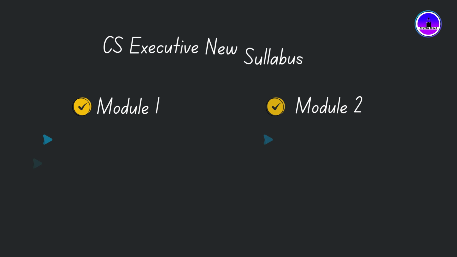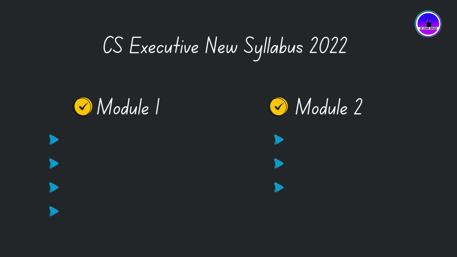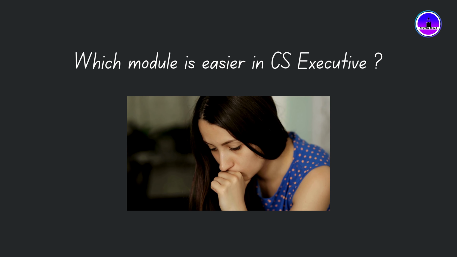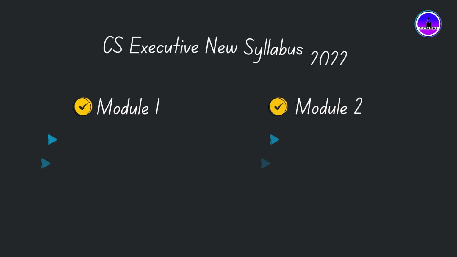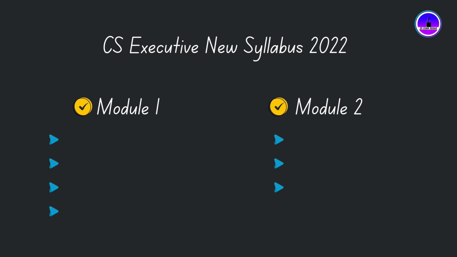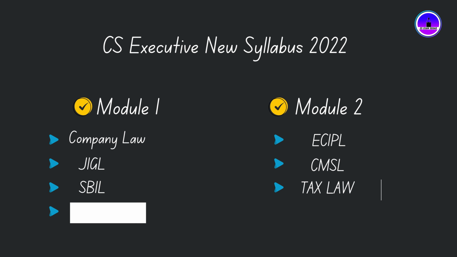We all know that in CS Executive we have two modules, Module 1 and Module 2. Module 1 has 4 subjects, Module 2 has 3 subjects in the new syllabus. To answer which module is easier than the other, we first have to see the papers of each module. In Module 1 or Group 1, new syllabus 2022, we have Company Law, JIGL, SBIL and CAFM. In Module 2, we have 3 papers, that is ECIPL, CMSL and Tax Law. So Module 1 has 4 papers and Module 2 has 3 papers.